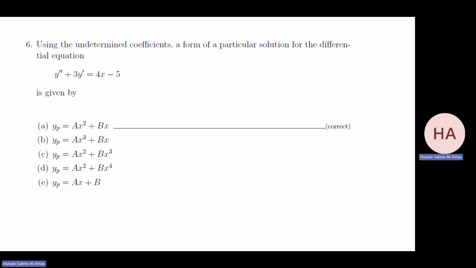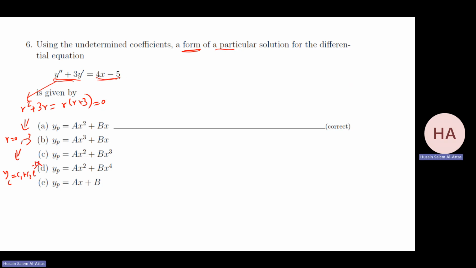Quick one, using the undetermined coefficients method to form a particular solution. You want the form. Yeah, we know how to do this. We'll find yc. We'll find r squared plus 3r, which is r(r plus 3) equals 0. So I have r equals 0, minus 3. So yc is c1 plus c2 e^(minus 3x).